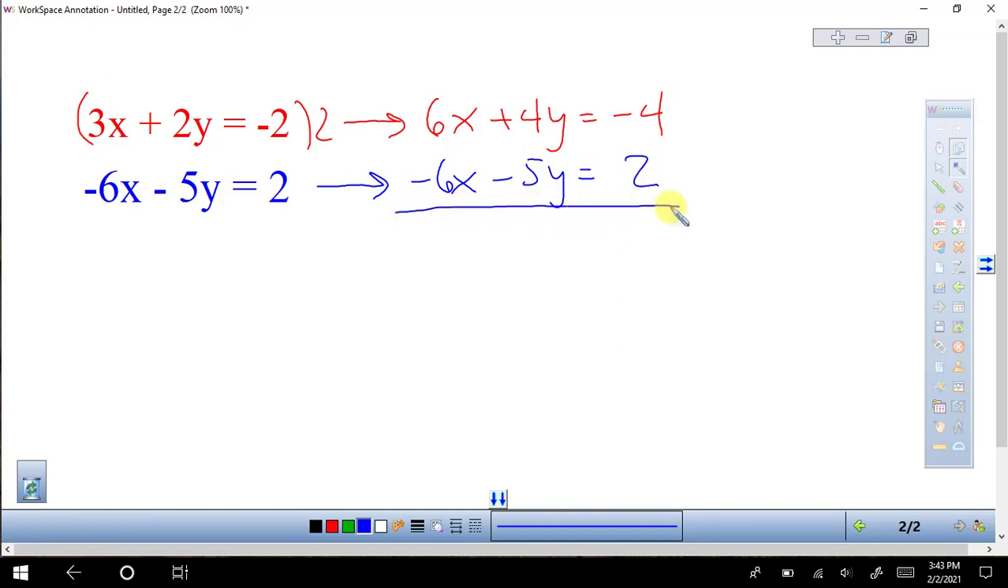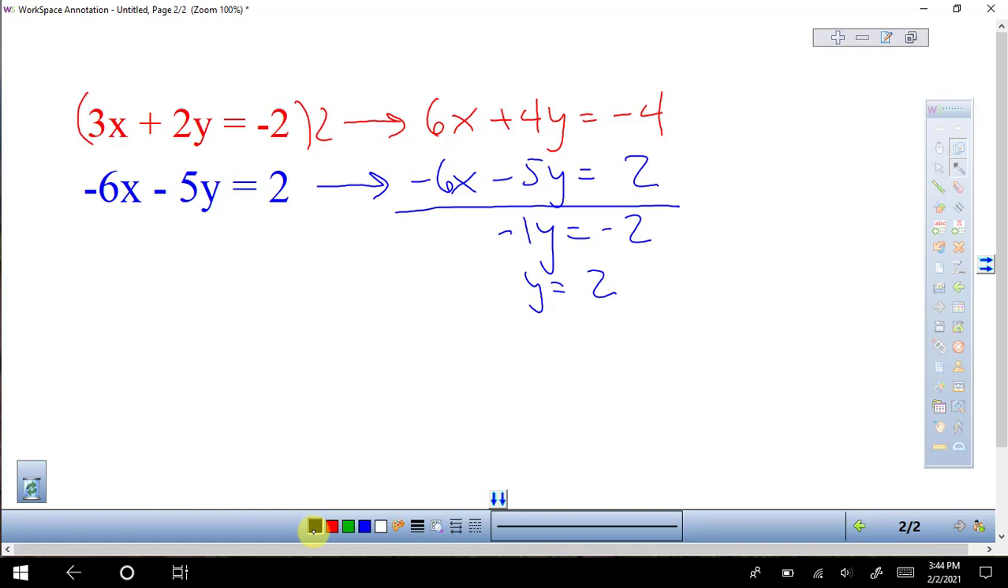Right, I'm going to add my x terms together and they're going to cancel. I'll add my y terms together and get negative 1y. Add my constants together and get negative 2. So if I divide both sides by negative 1, I get a solution of y equals 2. And just like in every other situation, once we find one of those values, we have to substitute it back into one of the original equations and find the other one.